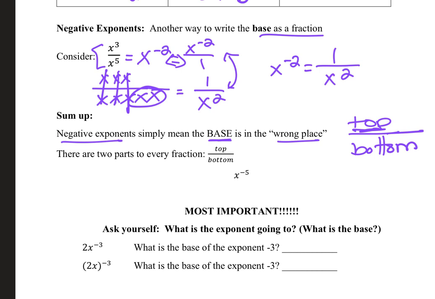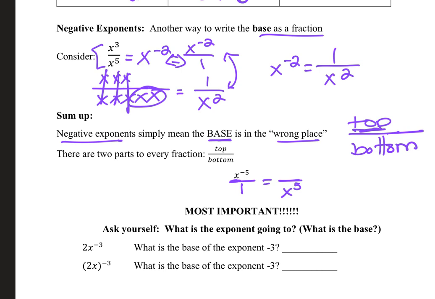Okay, so top and bottom. So this one looks like it only has a top here, this x to the negative fifth. So if it looks like it only has a top, we have to give it a bottom, and that bottom is always 1. So x to the negative fifth, the base is in the wrong place. What's the base? The base is the x. We know this. Okay, so the x is in the wrong place. Well, that negative 5 is connected to it, so it's got to go too. So that negative 5 moves down to the bottom, and now it's just positive 5.